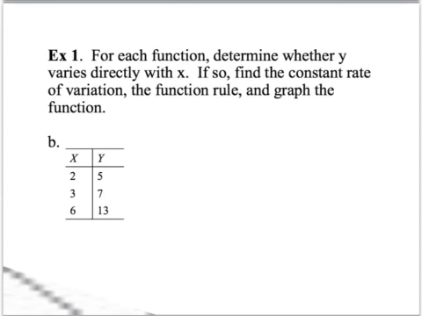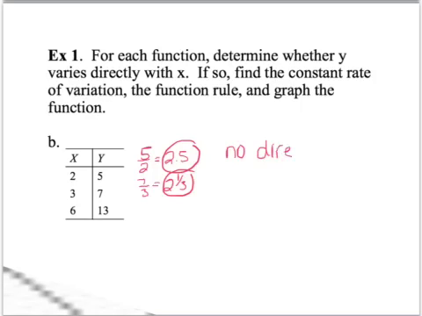Alright, let's go on to B. We're going to do the same thing here. You need to compare y to x and see if each set of points has the same constant. So when I take 5 divided by 2, I get 2.5. And you can just use your calculator. When I take 7 divided by 3, I get a number that's not 2.5. It is 2 1/3. So right away I can stop at these first 2 points because they do not have the same k value. So all I need to know is these are not constant, or they do not vary directly. No direct variation.